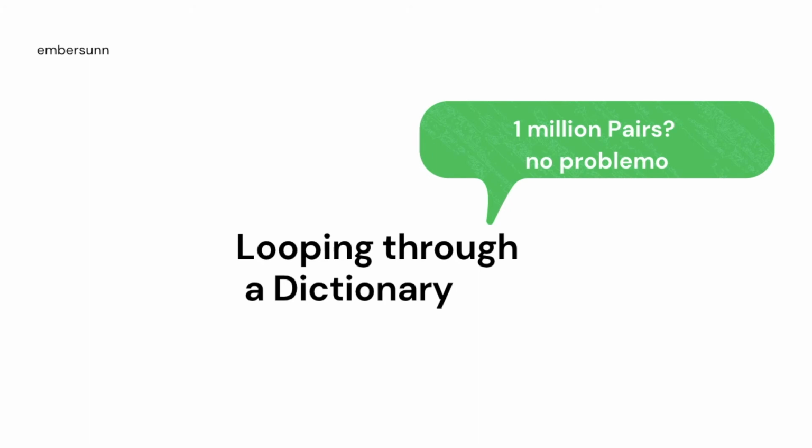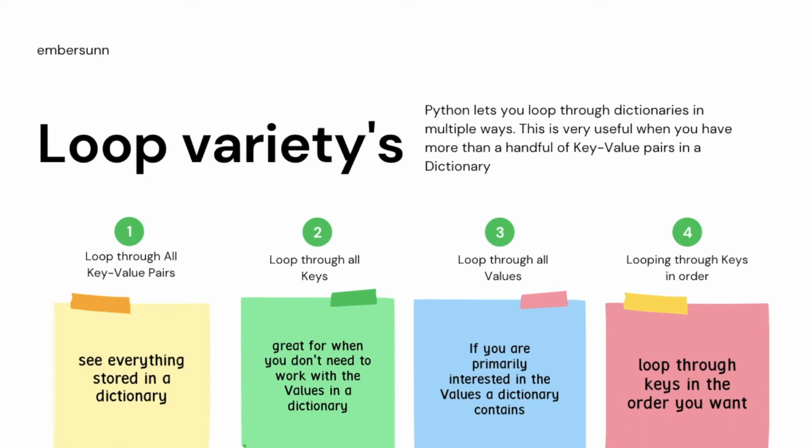Now let's look into looping through dictionaries. When you're dealing with a handful or more of key value pairs within a dictionary, you're going to find that looping through them is going to be more efficient in grabbing the data that you need in a shorter amount of time. Because a dictionary can contain large amounts of data, Python lets you loop through a dictionary in different formats and in different ways. And in the last part of our video, we're going to explain the 4 different ways that Python allows you to loop through dictionaries.